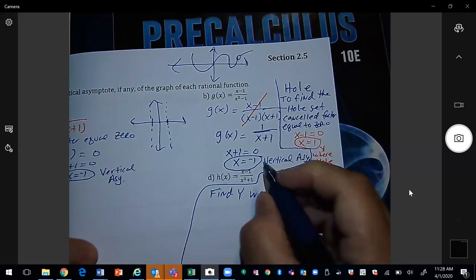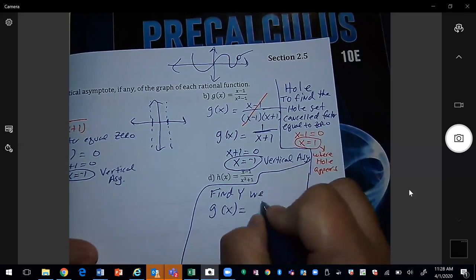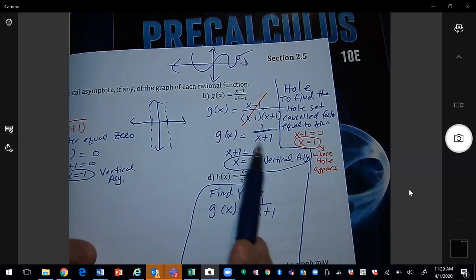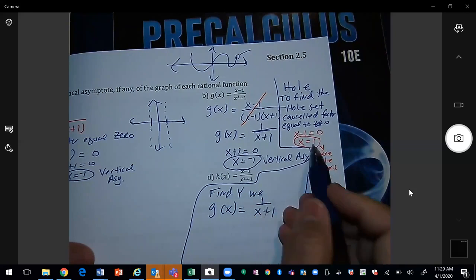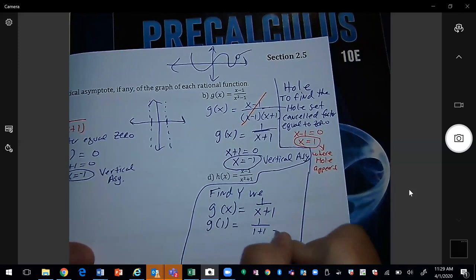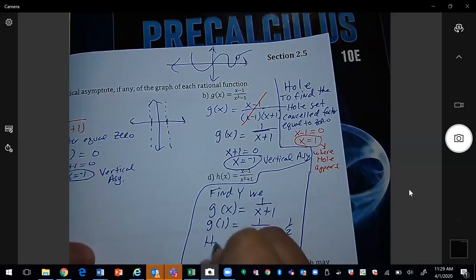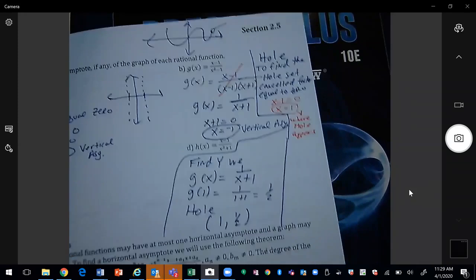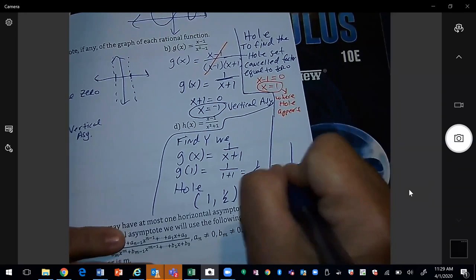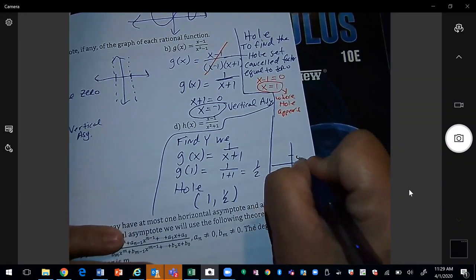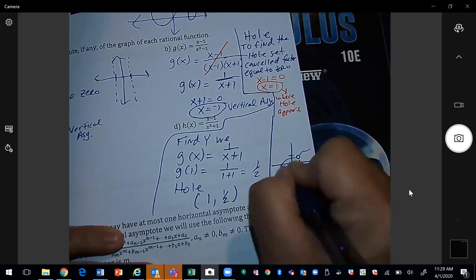we take our function after we canceled the factors. So remember up here, this is what we had left. So we plug it in here as our function. And since x is equal to 1, we're going to substitute the 1 for x. So we get a half. So the hole is going to be at 1, 1/2. So whenever you draw your graph, for example, here's 1 and here's a half. The graph would have an open circle at that point.